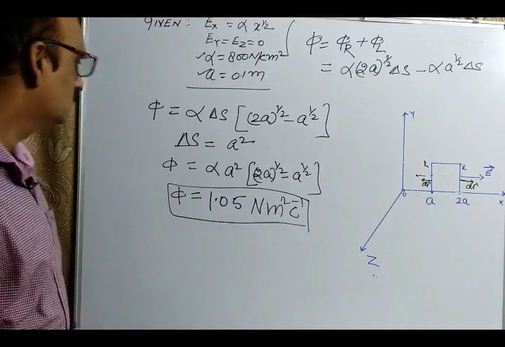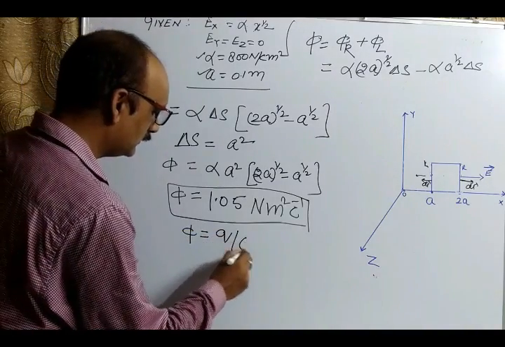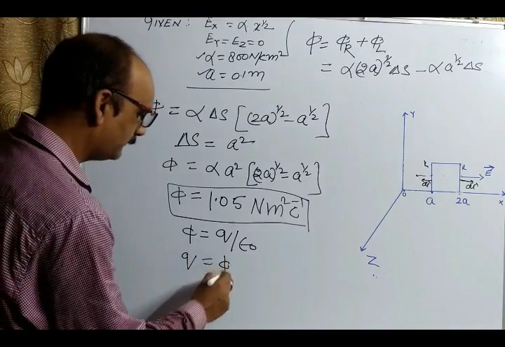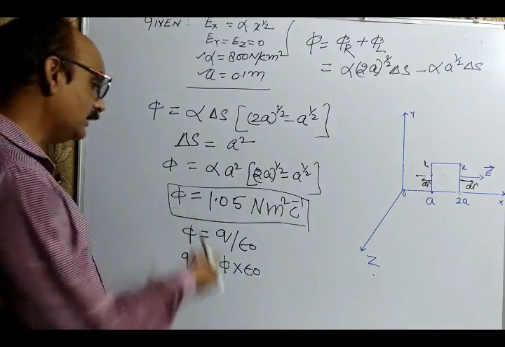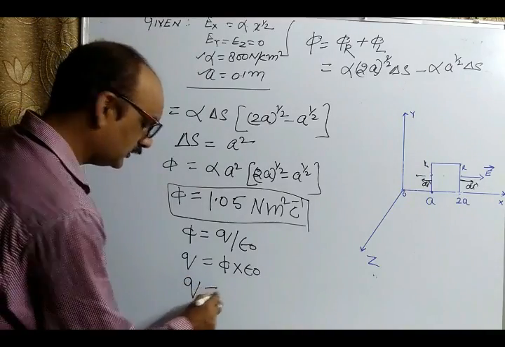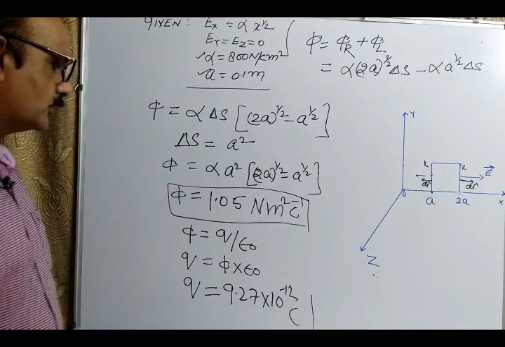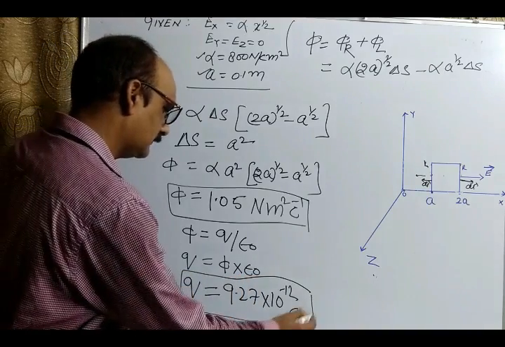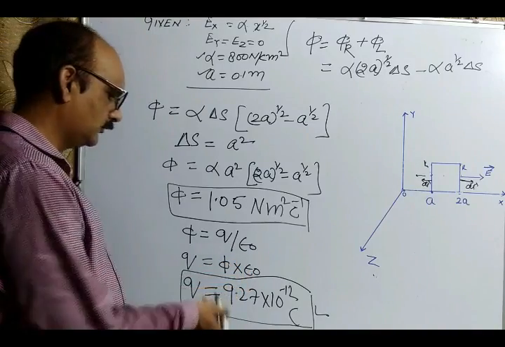Now, phi equal to q upon epsilon naught. Q equal to phi into epsilon naught. Substitute the value of phi and the value of epsilon naught. You will get q equal to 9.27 into 10 to the power minus 12 coulomb. Right. Substitute the value of phi and epsilon and you will get this result.